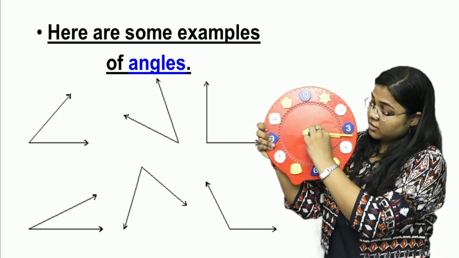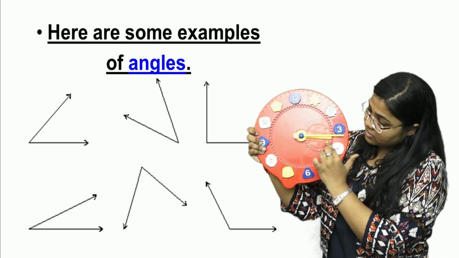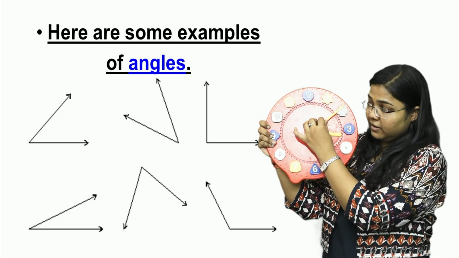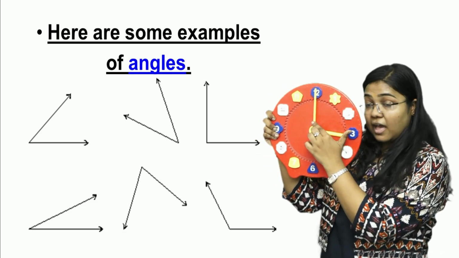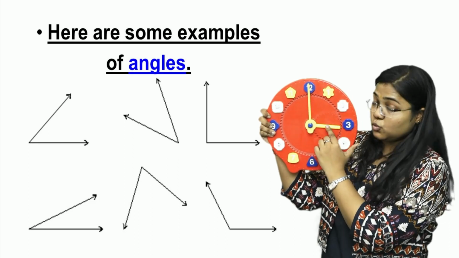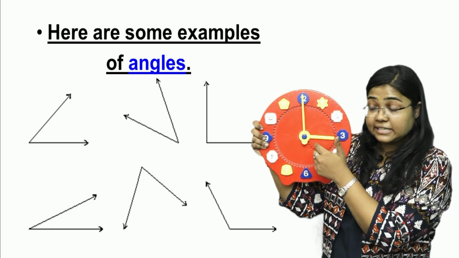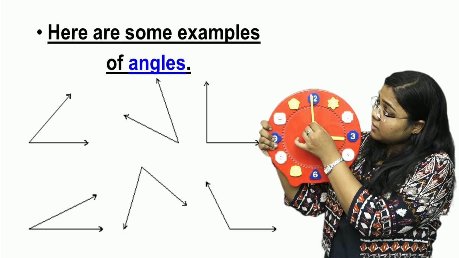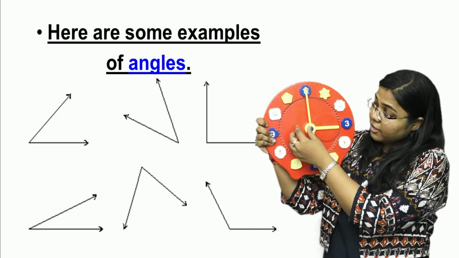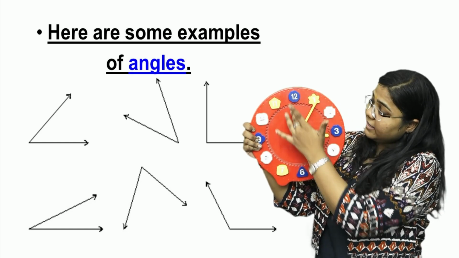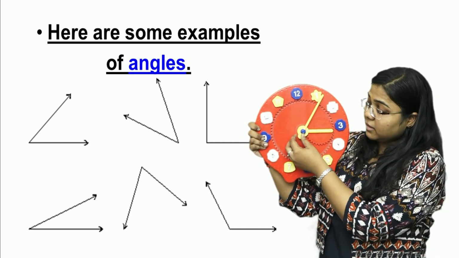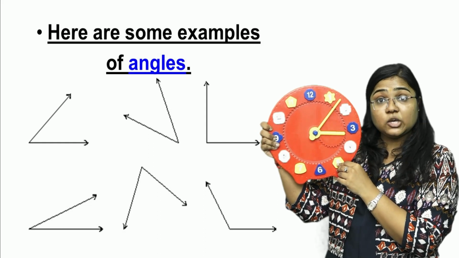Now let's move to another angle. Suppose I keep this ray fixed here. I move the second ray now. Now the second ray moves to here. The angle formed between these two rays is your 90 degrees, which we call the right angle. If your angle measure is less than 90 degrees, that means this angle is your acute angle.